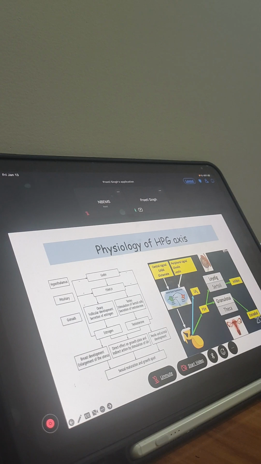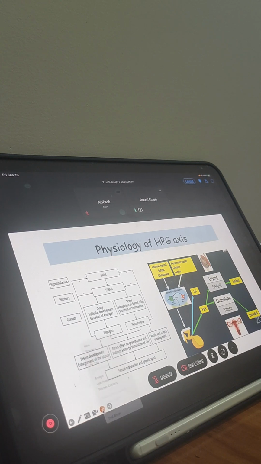While LH acts on the Leydig cells in the testes and the theca cells in the ovaries. When it acts on the Leydig cells, it leads to the production of testosterone, and this testosterone is then responsible for the secondary sexual characteristics in the male. So we should be well versed in how these gonadotropins act differentially on different cells in the gonads for the production of the secondary sexual characteristics.